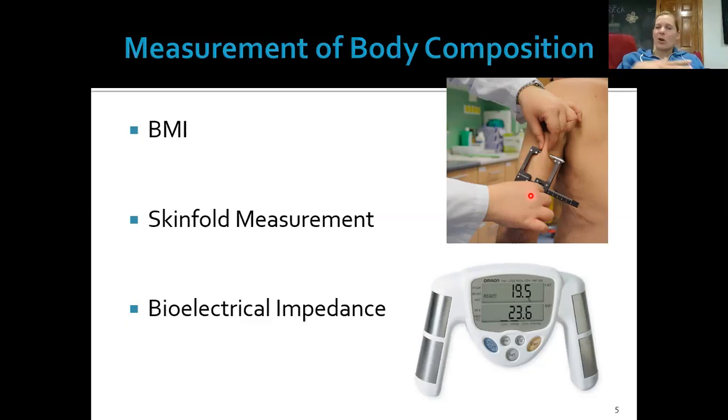So again, they're all over the body, so it gives us a good idea. If I take all 9 of those, it's going to be more accurate than if I just got 1 or 3. There are different equations that we can use to determine your body fat percentage based on how many measurements you have. So again, more is better in terms of accuracy for body composition.